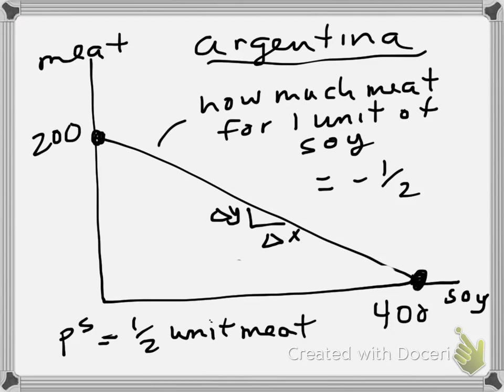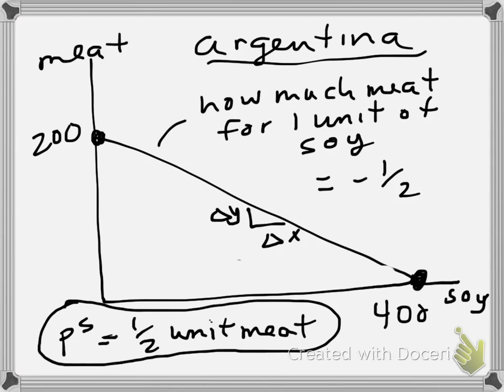So that's the same thing as saying that the price of soy is 1/2 unit of meat. So in some sense, that's what we mean by saying that the opportunity cost of soy, what you need to give up to get 1 unit of soy, is 1/2 unit of meat. The price of soy is how much you have to pay to get a unit of soy, and how much you have to pay is 1/2 unit of meat. That would be the price prevailing in the country in autarky before there is trade.